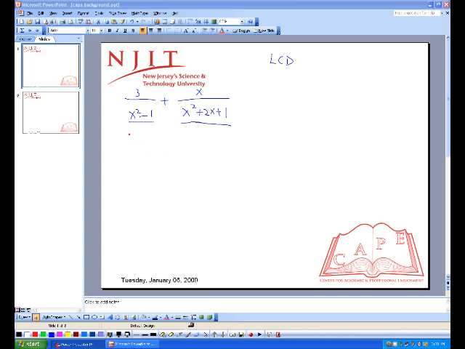So you want to factor both terms out into the simplest form, completely factored. So x squared minus 1 will be x plus 1 times x minus 1, plus x, x plus 1 times x plus 1. Okay? So the least common denominator should be x plus 1 squared times x minus 1.